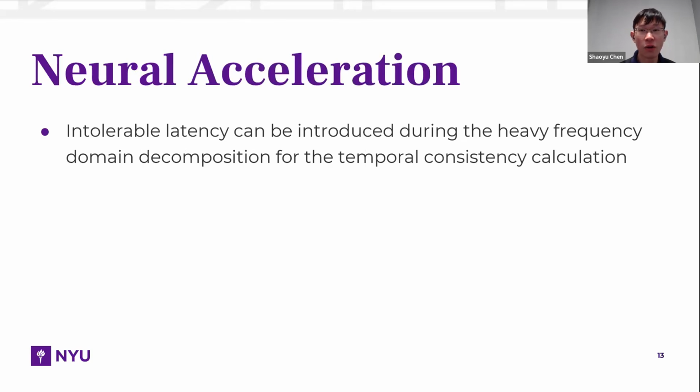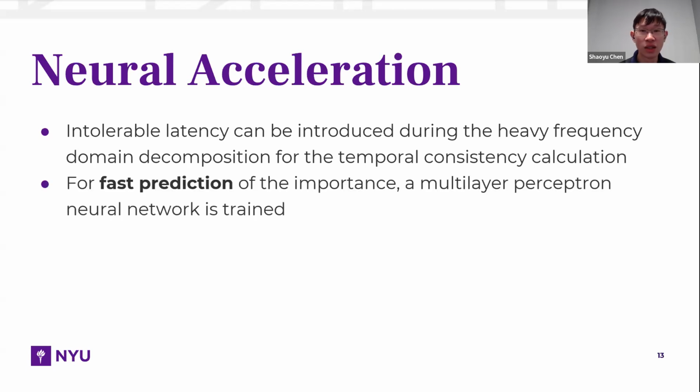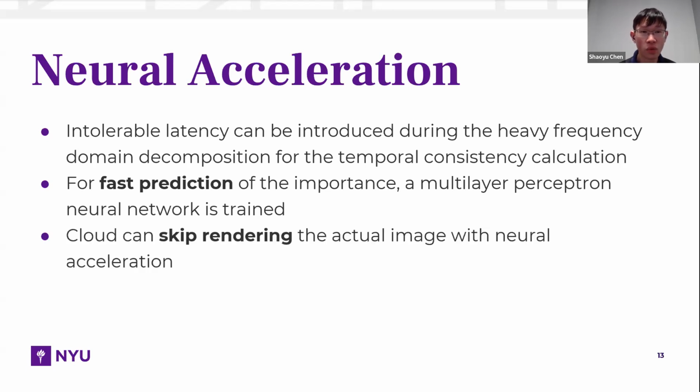We notice that the heavy frequency domain decomposition during temporal consistency calculation may result in intolerable latency and harm user experience. For this reason, we train a multi-layer perceptron neural network for fast prediction of the importance. With neural acceleration, we can skip rendering the actual image when calculating the importance.